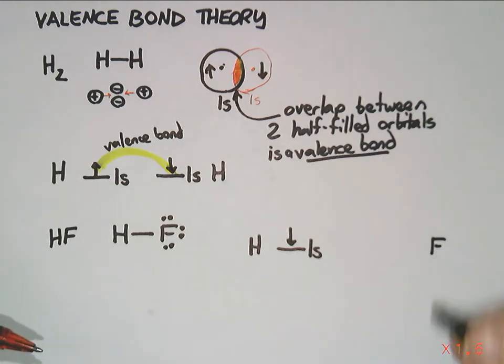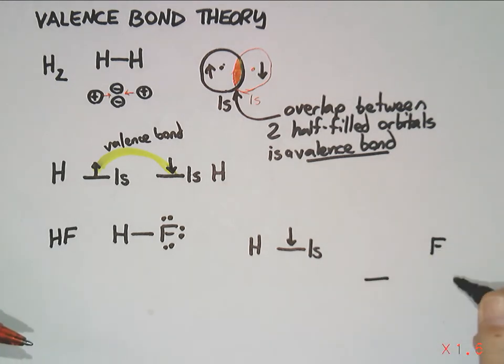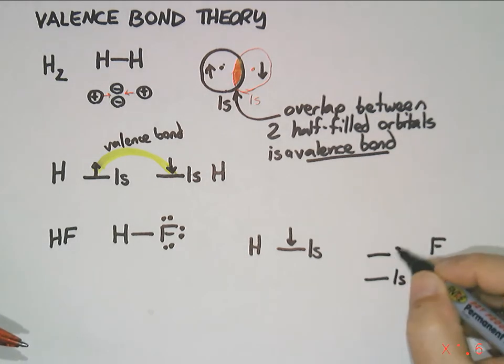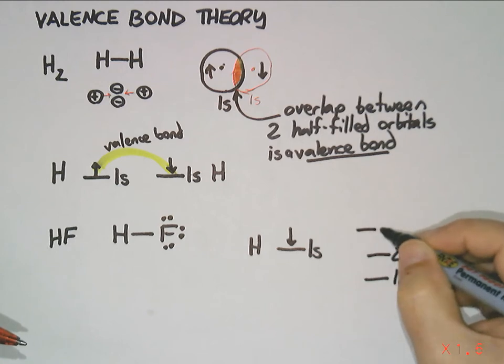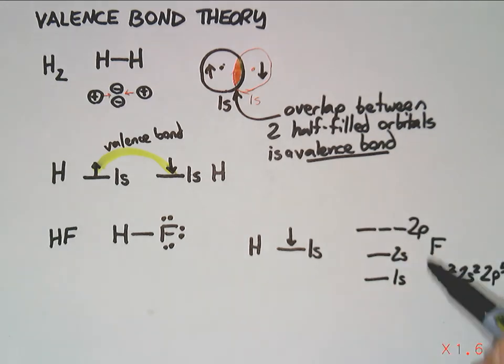So let's do the energy level diagram for the fluorine. Fluorine's configuration, if I look at the periodic table, is 1s2, 2s2, 2p5. So let's draw an energy level diagram for it. 1s, 2s, and then we have 3 2p orbitals. They all have the same energy, so they're all at the same level. So this is what the energy level diagram looks like for fluorine.